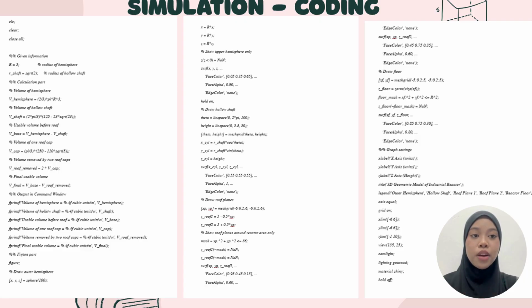The second part of the coding is used to generate the 3D graph. In this part, we use MATLAB commands such as sphere, meshgrid, and surf to plot the hemisphere, hollow shaft, roof planes, and reactor floor. So this coding helps us check our manual calculation and also gives a clearer visualization of the reactor structure.